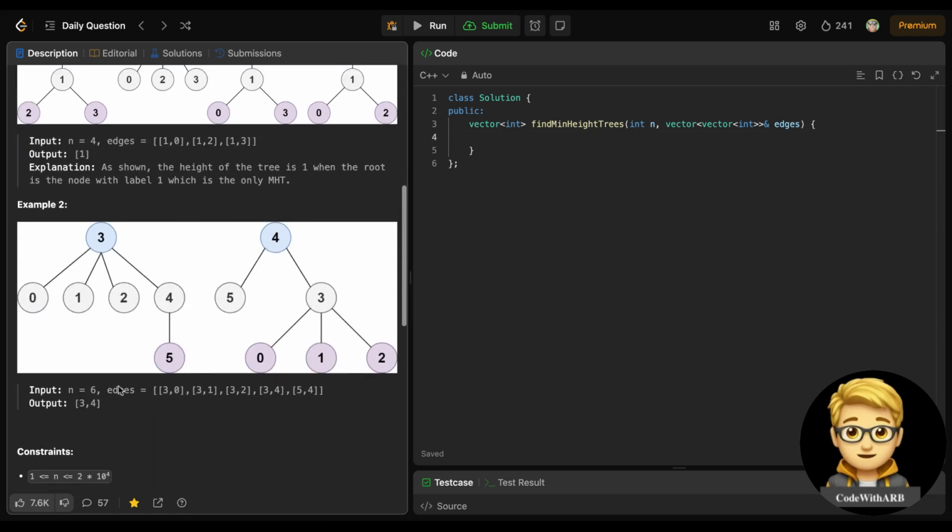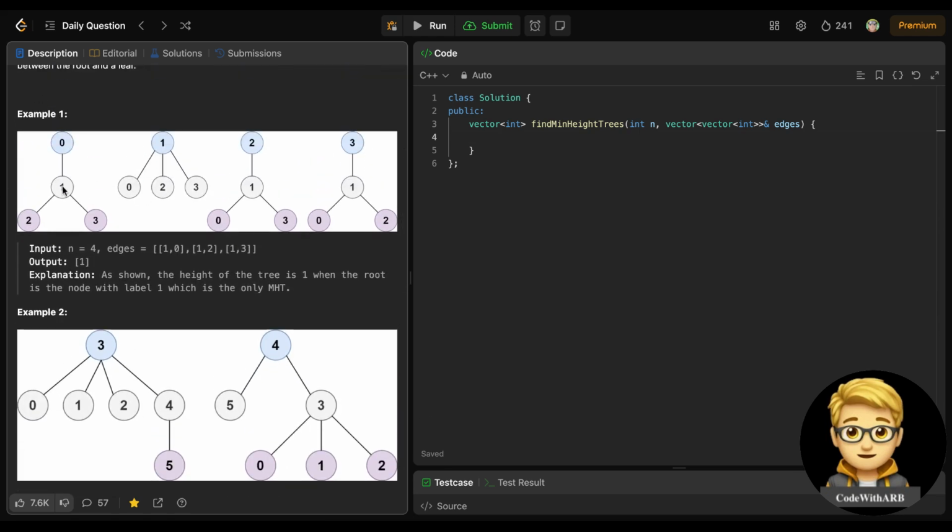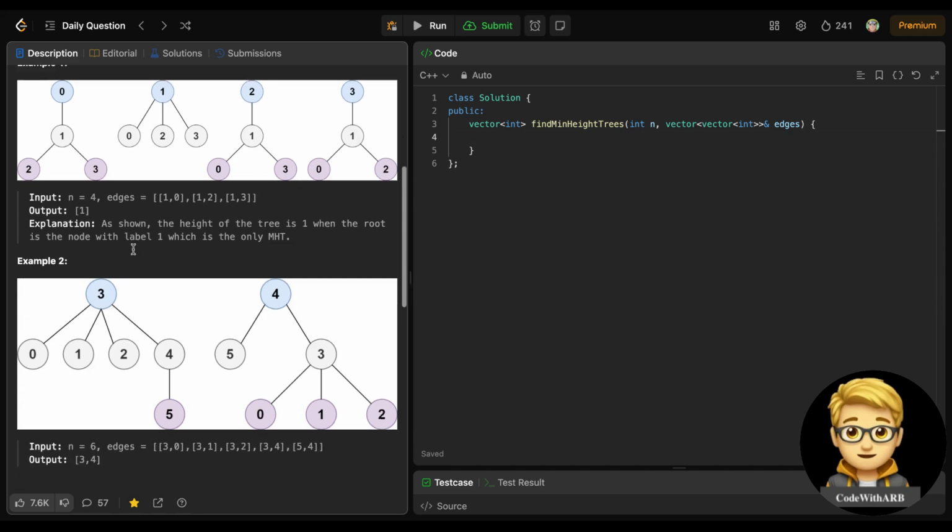If you see the first example, it is given with nodes 0, 1, 2, 3, right? First we make 0 the root, so what will the height be? 2 will be the height here, right? When we make 1 the root, then 1 will be the height. If we make 2 the root, then 1 is the height, and when we make 3 the root, then 2 will be the height. So the minimum of all possible heights is 1. And which root will be taken? Only 1, so only 1 is written, right?